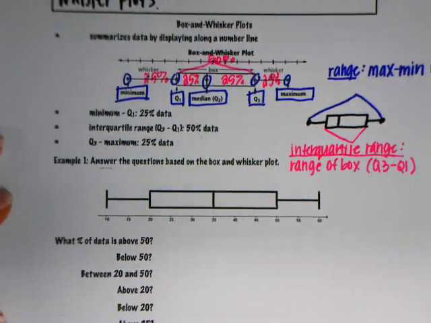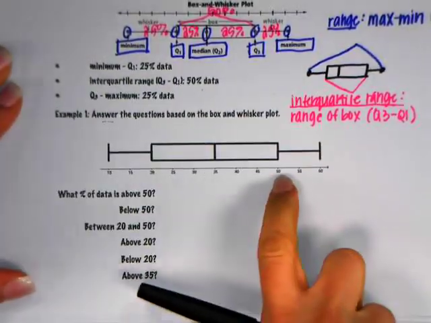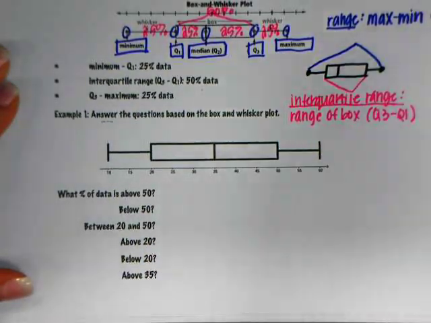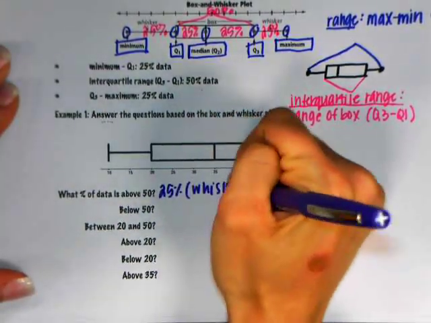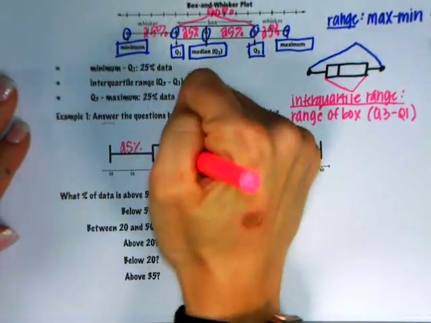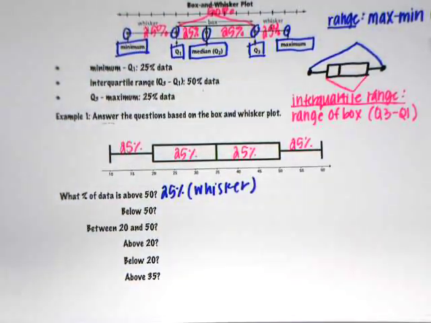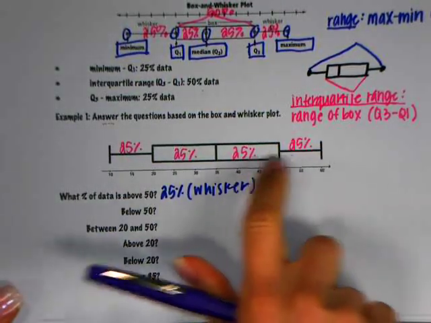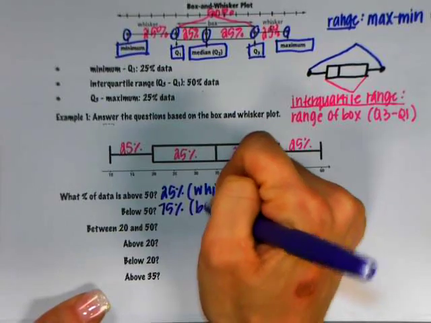Okay, so the first question is just asking about percentages. So what percent of data is above 50? So on the number line, go to 50. So above 50 is just a whisker. So what percent would that be? Yep, 25%. So remember, this is 25%, this is 25%, this is 25%, this is 25%. Okay, what about below 50? Yep, 75% because you have the whole box plus a whisker.